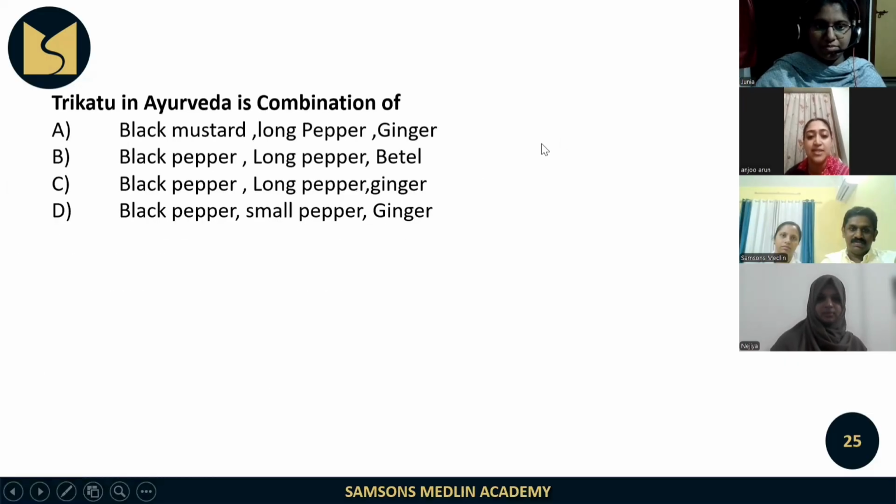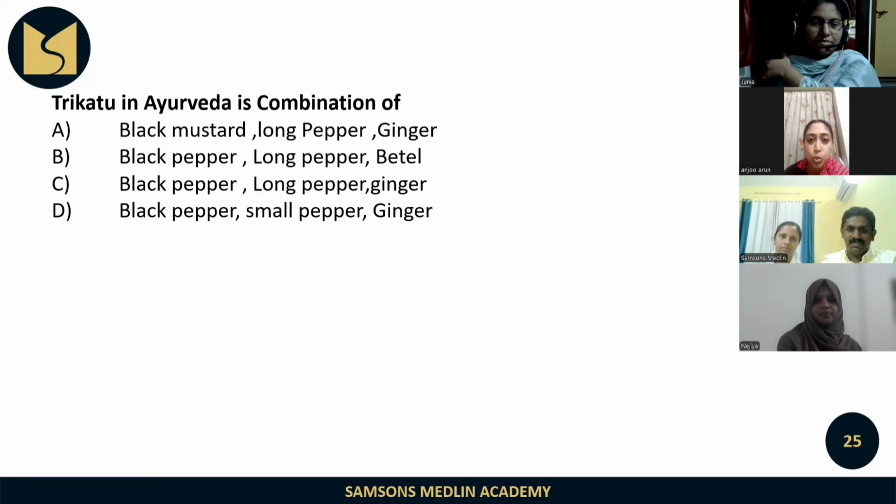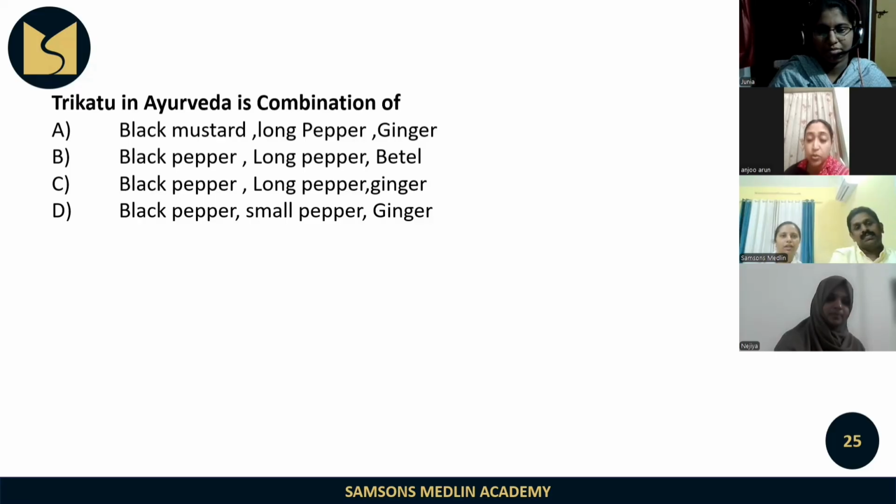Ma'am, can you please change the slide? This is a question asked in the previous year, GPAT 2025. Trikadu in Ayurveda is a combination of. Before that, in this subject you have to learn the source, constituents and uses of crude drugs, the herbaceous drugs, then various chemical tests, etc. You have to focus more on these areas. So the question will be asked like this.